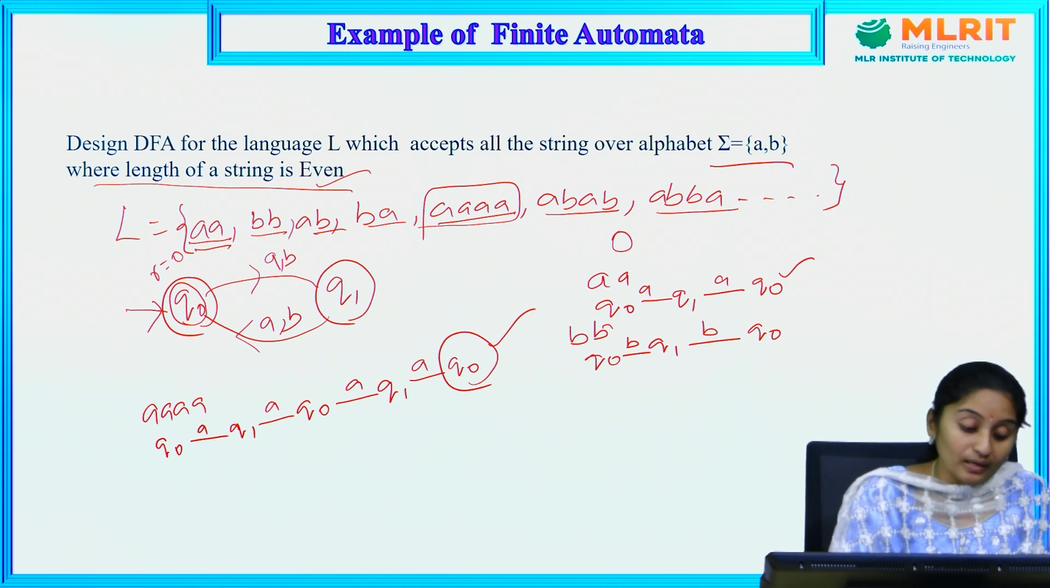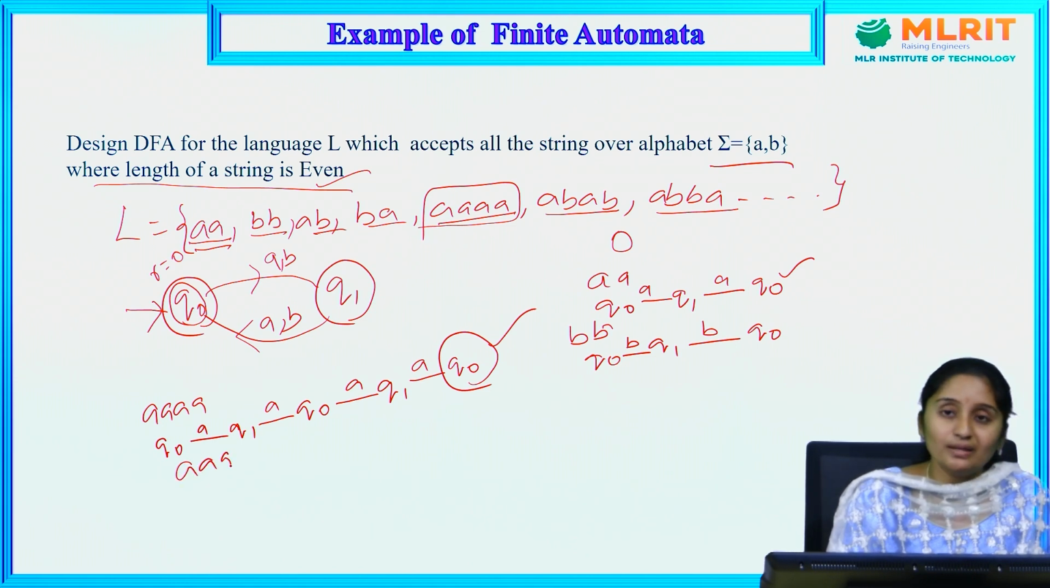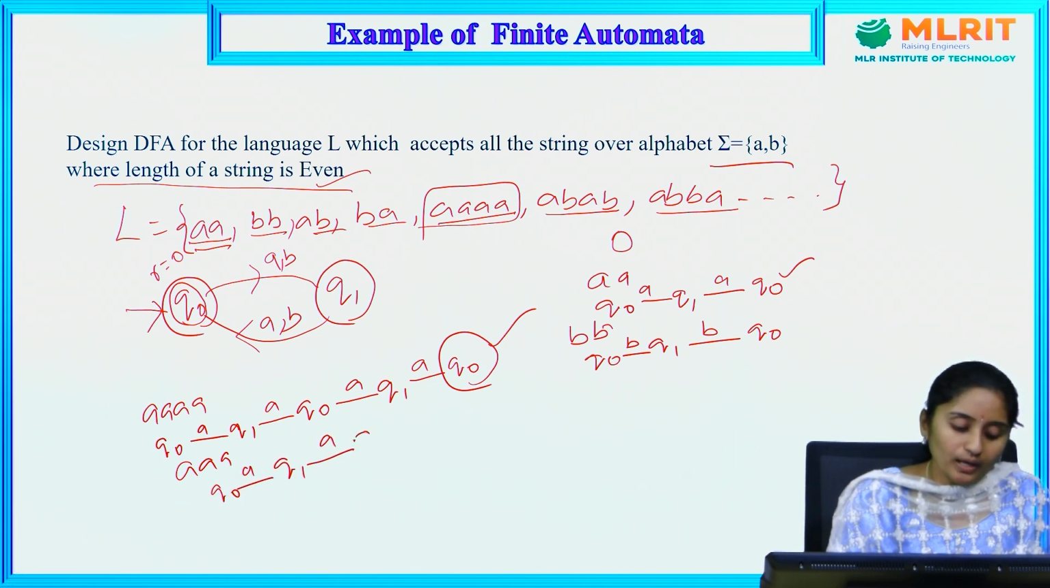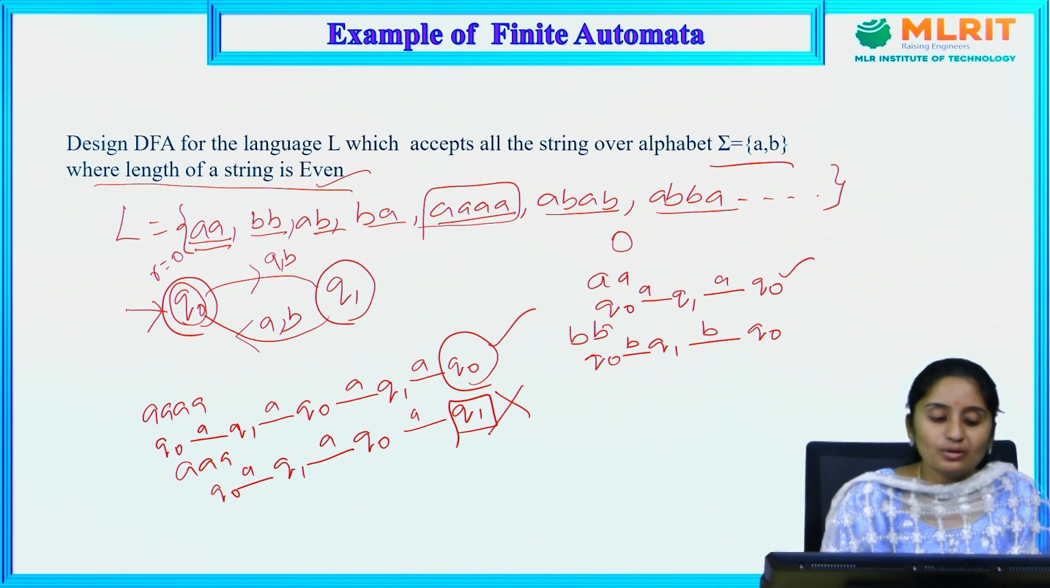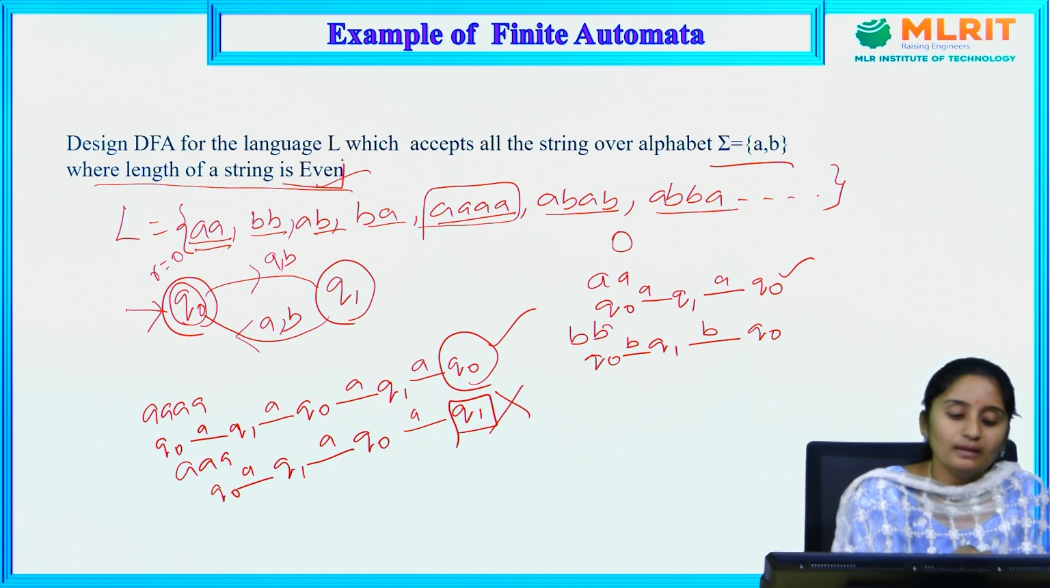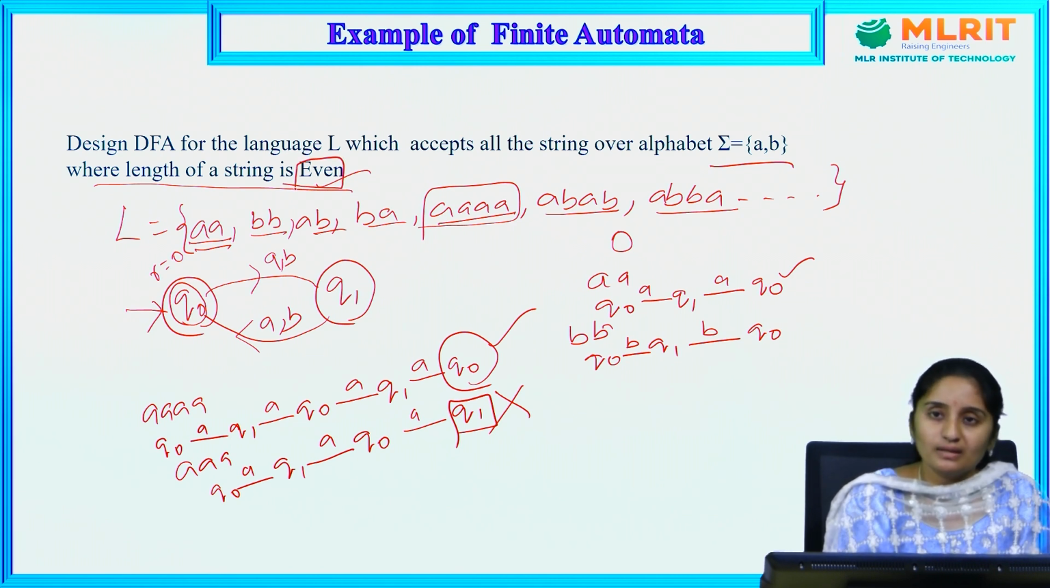For example, if I take a 3 length string, let me check whether it is satisfying or not. Q0 on A, it is moving to Q1. Q1 on A, it is moving to Q0. Q0 on A, it is moving to Q1. Check, is Q1 my final state? No, it is not my final state. Q0 is my final state. So this string is not accepted. Any combinations, A, B, B, A or continuously B, B or A, anything you can take. But the length of the string should be even is our concept.